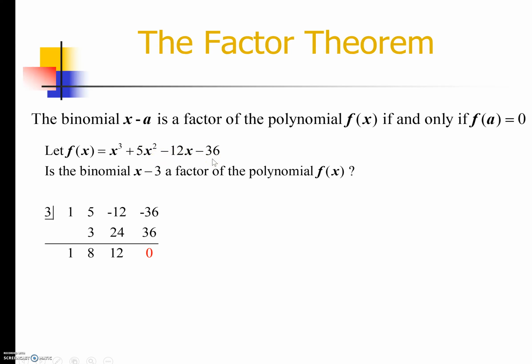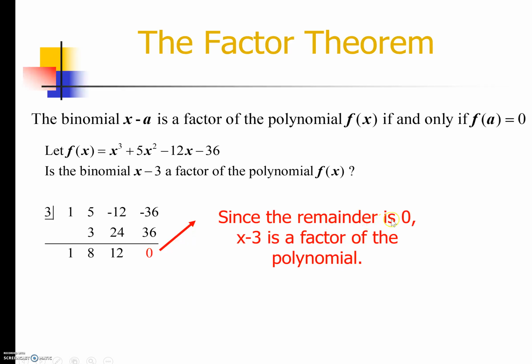Let's see this example. For the given polynomial x cubed plus 5x squared minus 12x minus 36, when it is divided by x minus 3, you will end up getting 0 because x minus 3 is a factor. So, since the remainder is 0, x minus 3 is a factor of the polynomial.